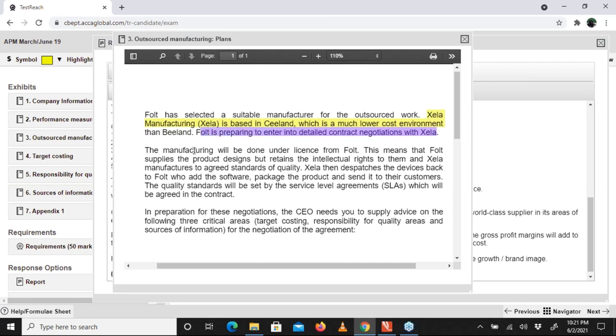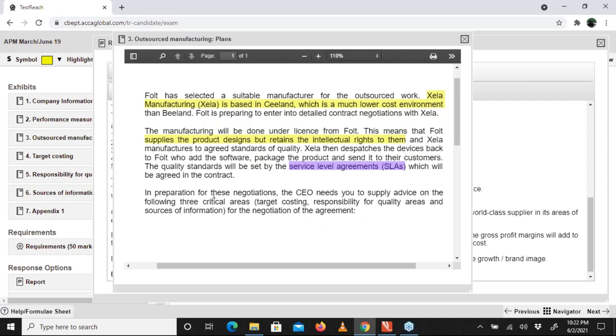Manufacturing will be done under the license from Fold. This means that Fold supplies the product designs, but retains intellectual rights to them. And Zella manufactures according to agreed standards of quality. Zella then dispatches the devices back to Fold, who add the software, package the product and then send it to their customers. Quality standards will be set by the service level agreements, which will be agreed in the contract.